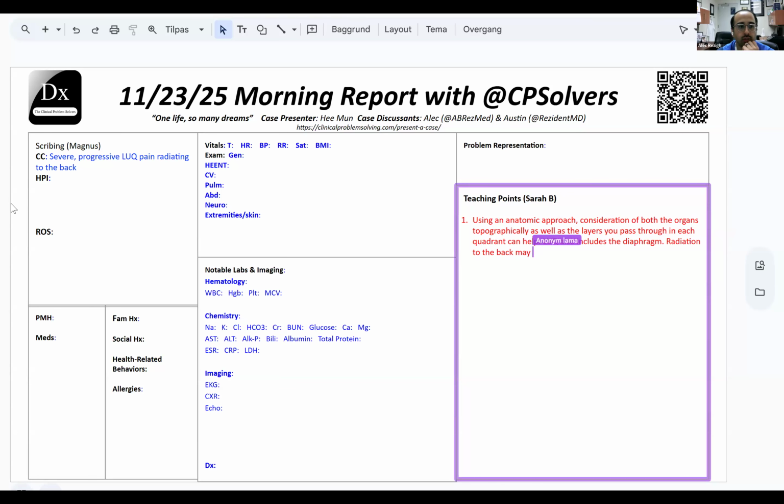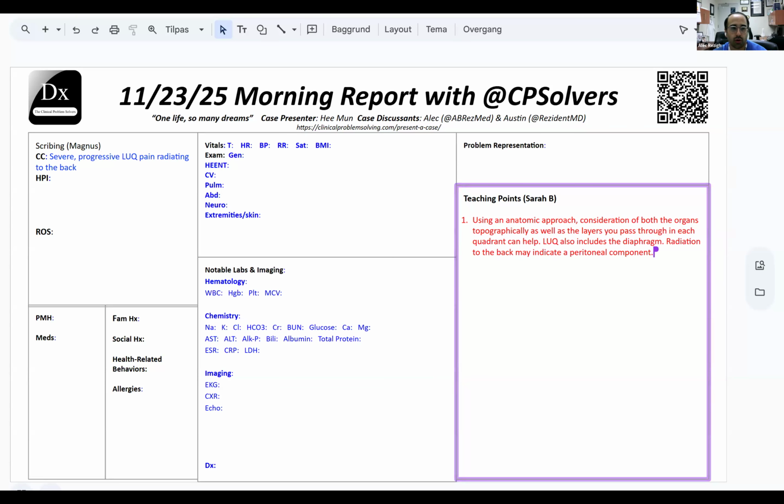And then, depending on where exactly in the left upper quadrant, patients often point to that area, but the pain is maybe more posterior. So you can think about the kidney or aorta or other things. So it's nice to have some place to start and then build off from there.